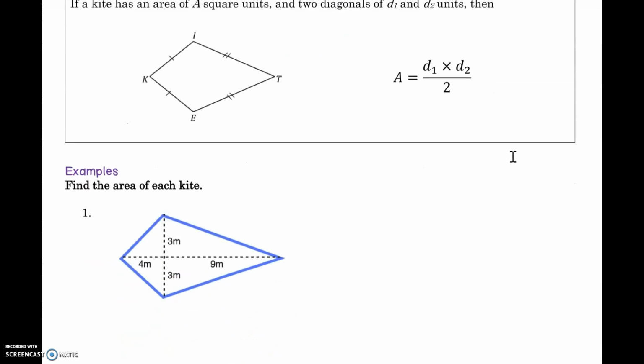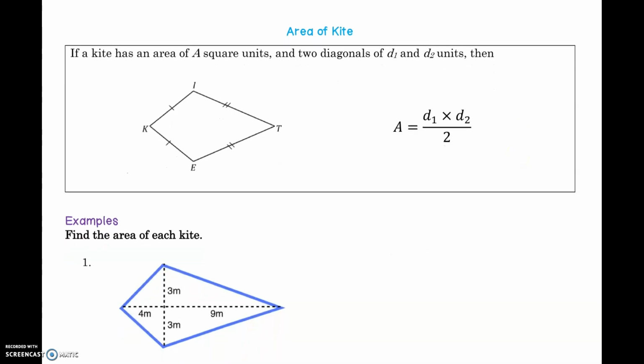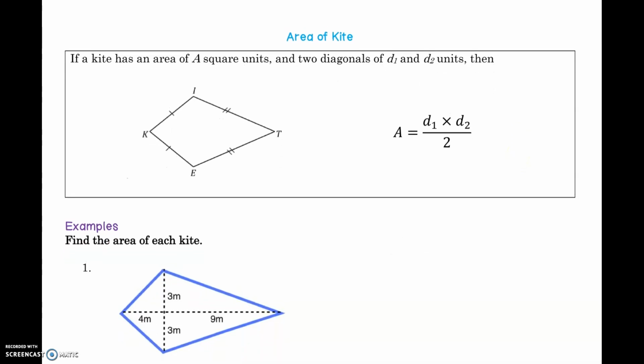All right, lastly, we want to talk about the area of a kite. So if a kite has an area of A square units and 2 diagonals of d1 and d2, then the area is equal to diagonal 1 times diagonal 2 divided by 2. So we're going to multiply one diagonal by the other diagonal and then divide by 2.